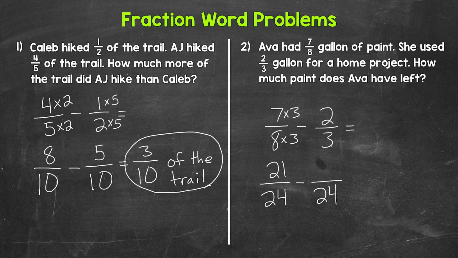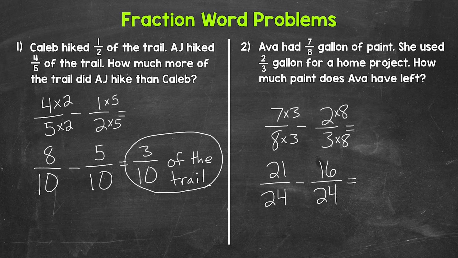Now for 2/3. We know that 3 times 8 gives us 24. So we need to do that to the numerator as well in order to keep this equivalent. 2 times 8 gives us 16. So 16/24 is our renamed fraction. And now both fractions have been renamed with that common denominator of 24.